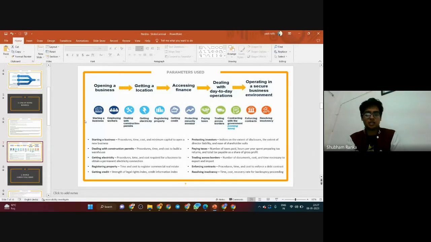India ke liye it is again the different slabs that you guys already know about. Key India mein how the tax structure works. Then 3 more points: trading across borders, enforcing contracts, and resolving insolvency.